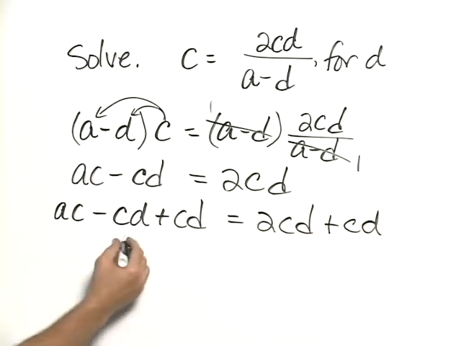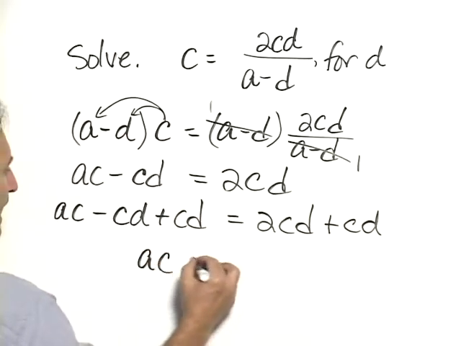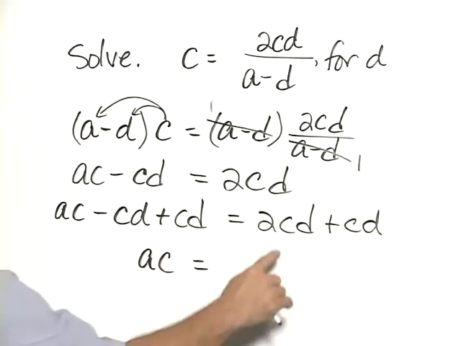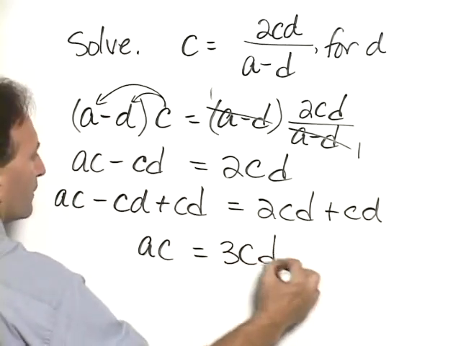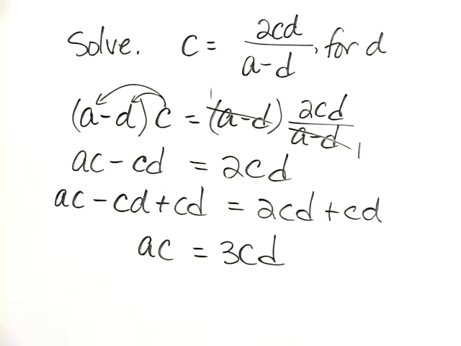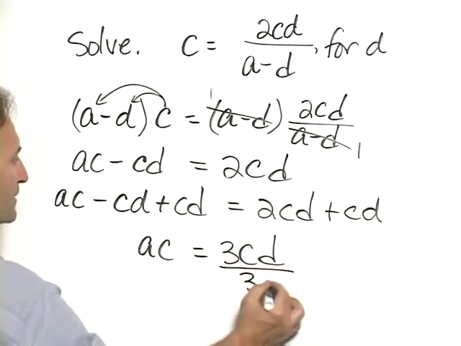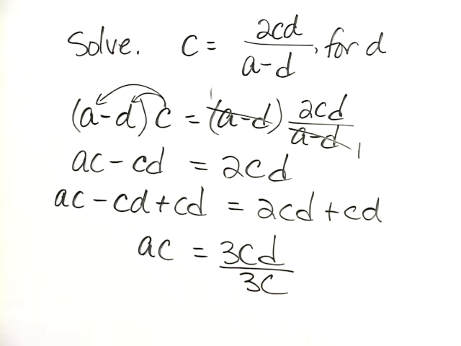On the left-hand side, the negative CD plus positive CD sums to 0, so we have AC is equal to, and on the right-hand side, we have 2CD plus 1CD for 3CD. We are isolating D, and that means we now need to divide both sides of the equation by the coefficient of D, which is 3C.